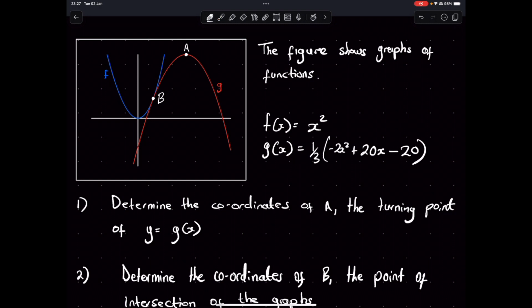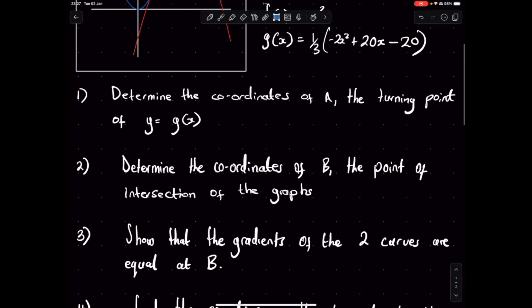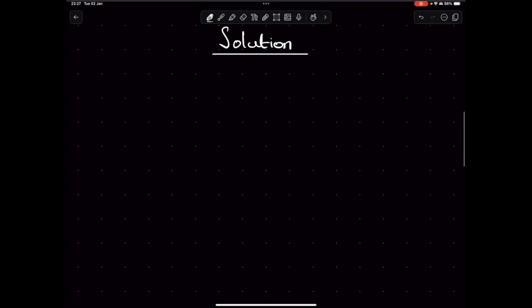Okay, so what we are going to do now is copy this, and we're going to solve it here at the bottom. So now we want the turning point of g. I'm going to write down my solution there. This will be my solution page. Now, if you want this document for reference, please do state so in the comments.